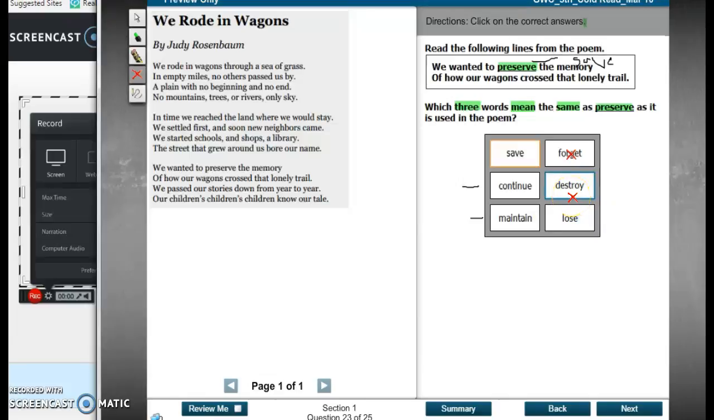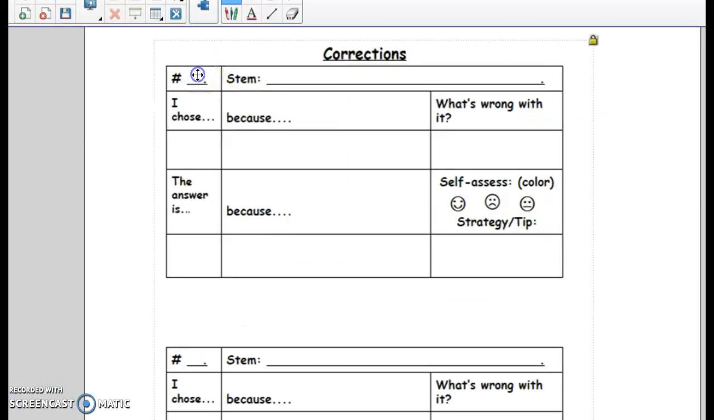Destroy. We wanted to destroy the memory. No, they do not want to destroy the memory. Lose. We wanted to lose the memory. Nope. So our answers are save the memory, continue the memory, maintain the memory. Strategy is to plug them in. So that was number 23.